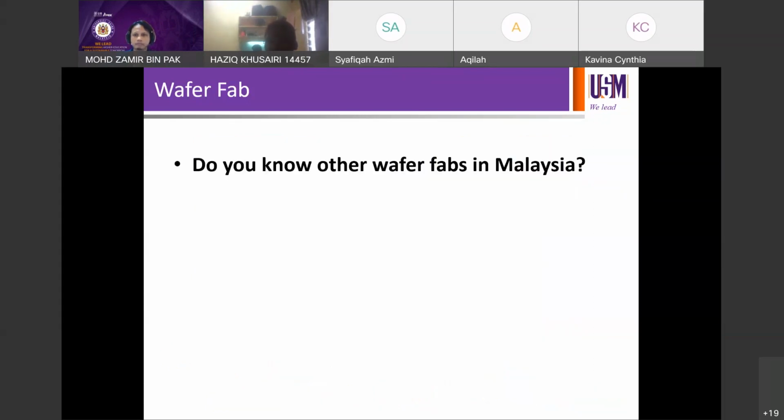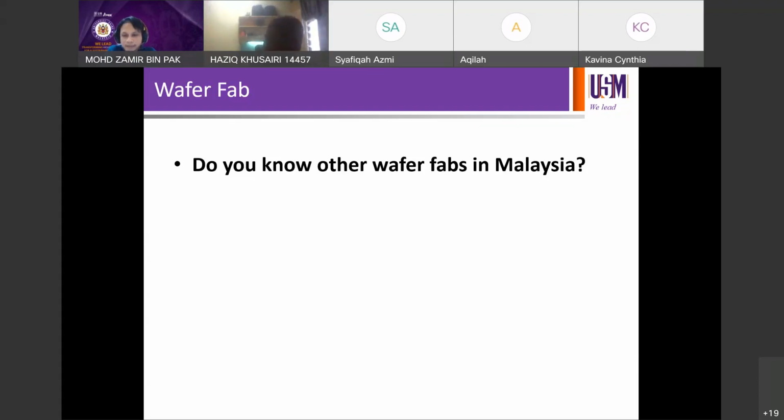Right. So other than Silterra, what other wafer fabs do you know in Malaysia? Any other wafer fab in Malaysia? You can unmute yourself. Osram, yes, Osram is also a wafer fab, but it's for solid state lighting, for LEDs, but it's a form of wafer fab. Yes, good, onsemi in Seremban, right? Okay, any other? Fuji Electric, yes, Fuji Electric in Kulim High Tech. Infineon, yes, in Kulim High Tech as well.